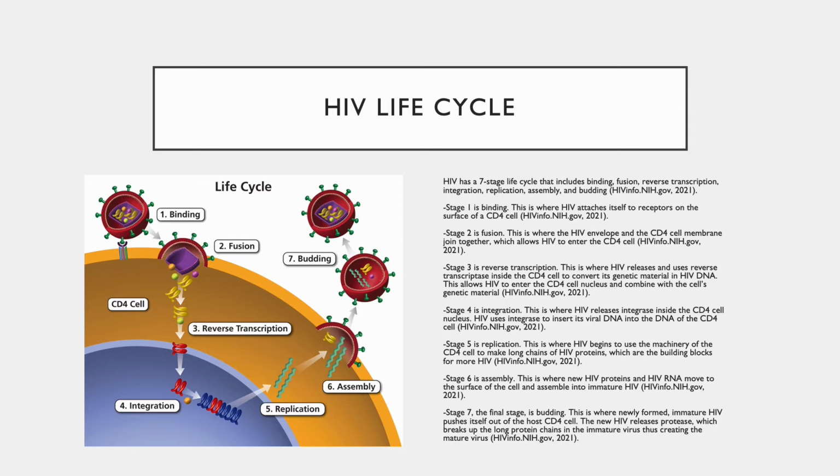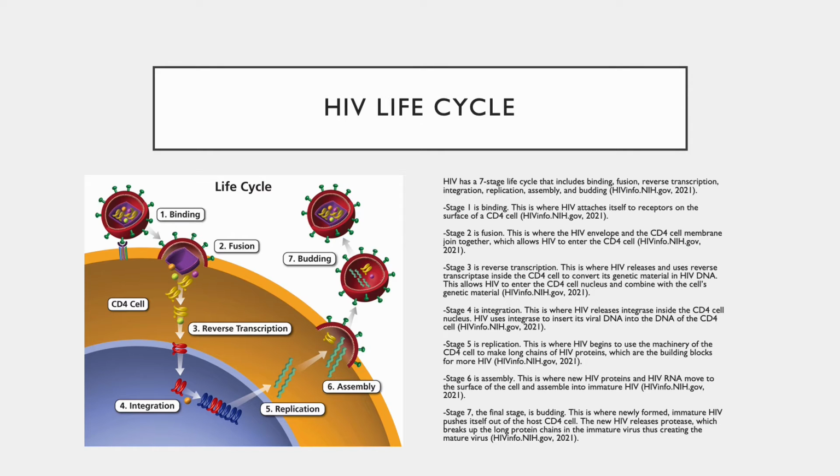Stage 3 is reverse transcription. This is where HIV releases and uses reverse transcriptase inside the CD4 cell to convert its genetic material into HIV DNA. This allows HIV to enter the CD4 cell nucleus and combine with the cell's genetic material. Stage 4 is integration. This is where HIV releases integrase inside the CD4 cell nucleus. HIV uses integrase to insert its viral DNA into the DNA of the CD4 cell.